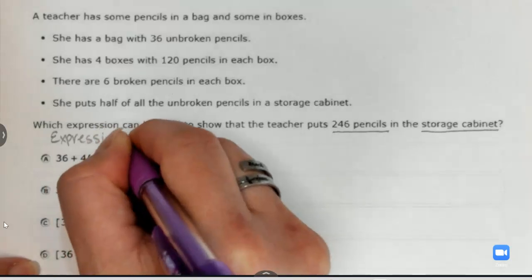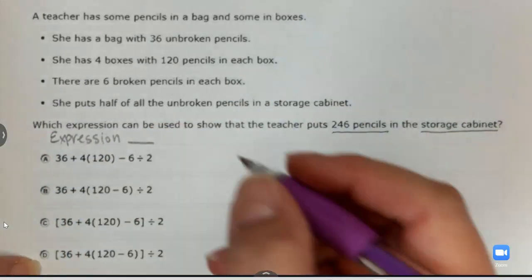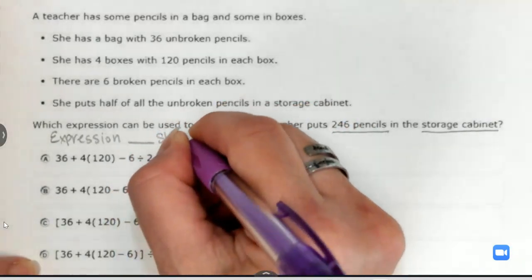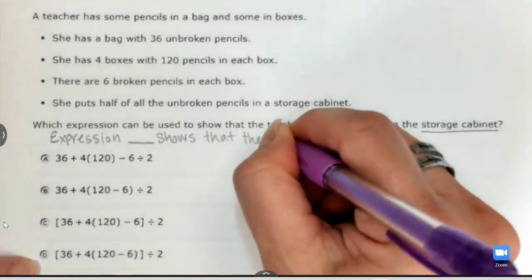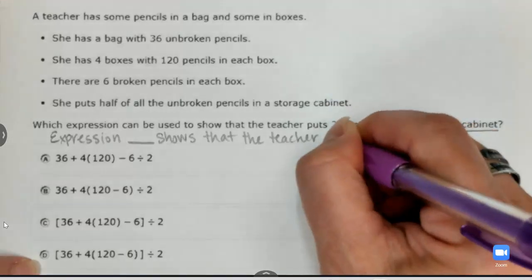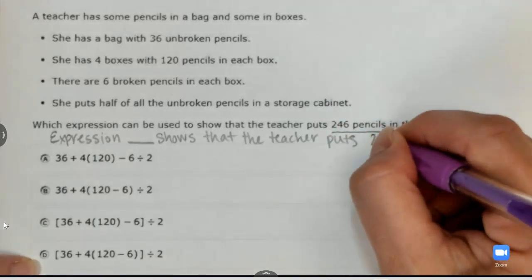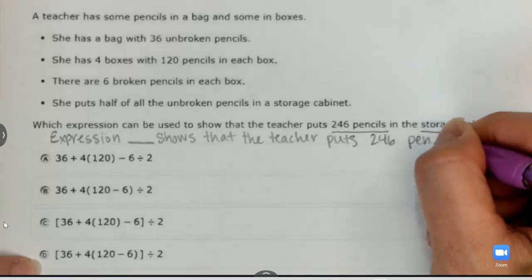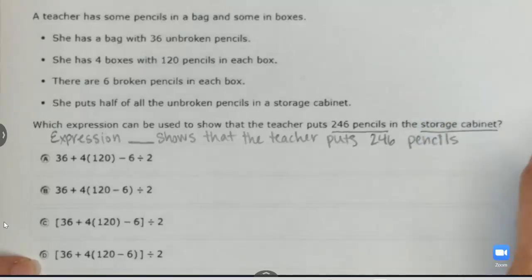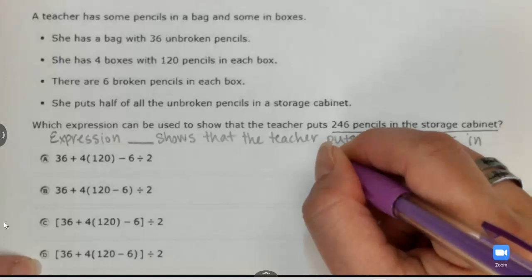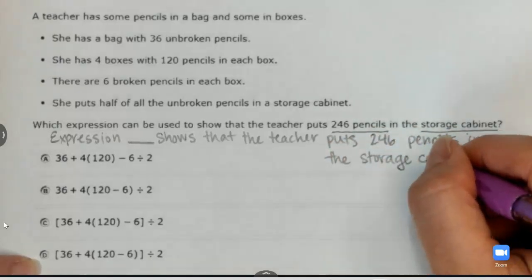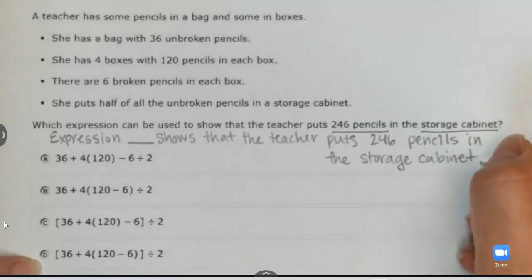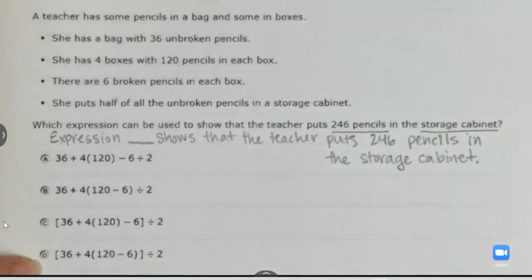Expression, don't know my answer yet, shows that the teacher puts 246 pencils in the storage cabinet. Right? So now let's go to the information that's given.